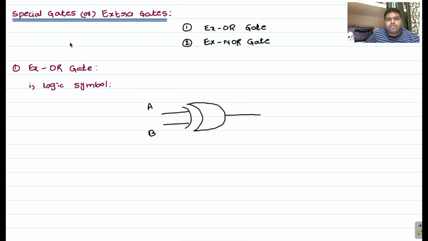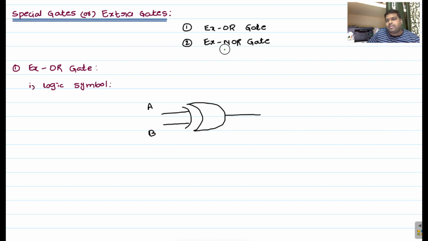Hi everyone. So our next topic is special gates or extra gates. We have two types of extra gates. One is the XOR gate, the other is the XNOR gate. XOR gate means exclusive OR gate, and XNOR gate means exclusive NOR gate. This XNOR gate is completely opposite of the XOR gate, otherwise, the inversion of the XOR gate.